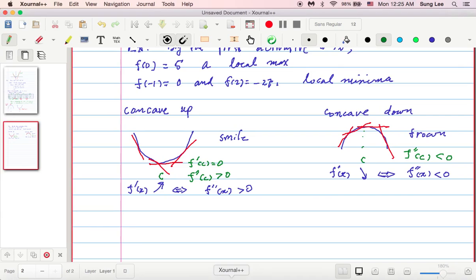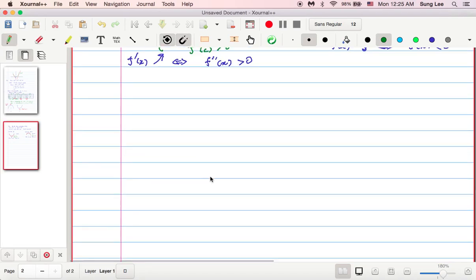So we go to my notepad. So the function f of x is given by negative x to the 4 plus 2x squared plus 2, right? Plus 2.